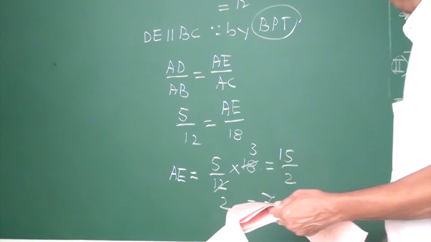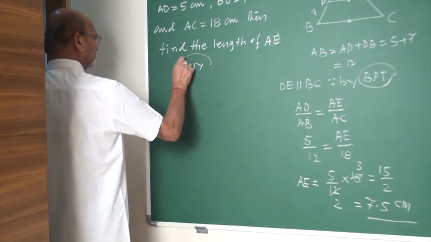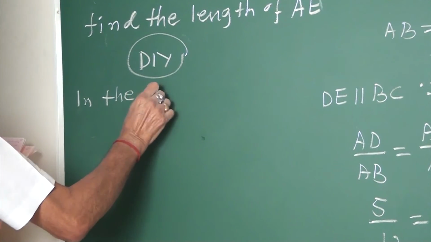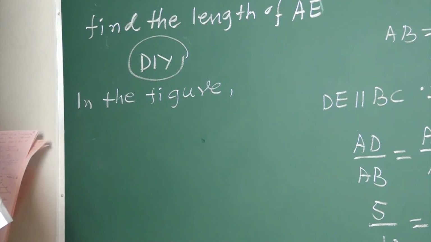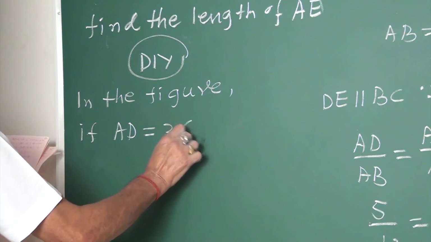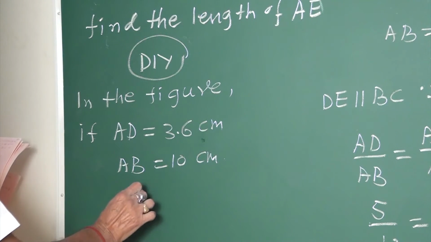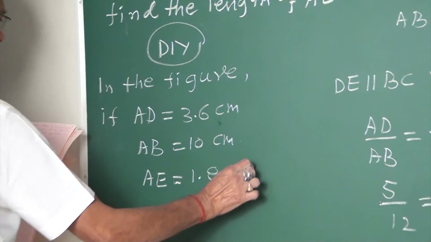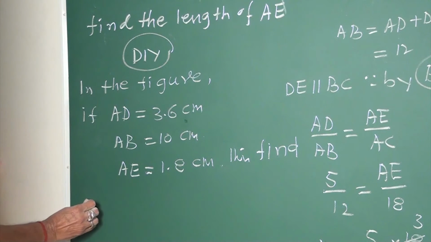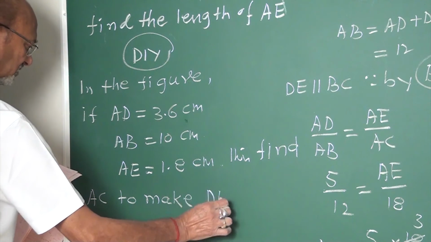Yes, my friends, one more example on parallel lines. This is DIY. In the given figure, AD is 3.6 centimeters, AB is given as 10 centimeters, and AE is given as 1.8 centimeters. Then find AC such that DE is parallel to BC.